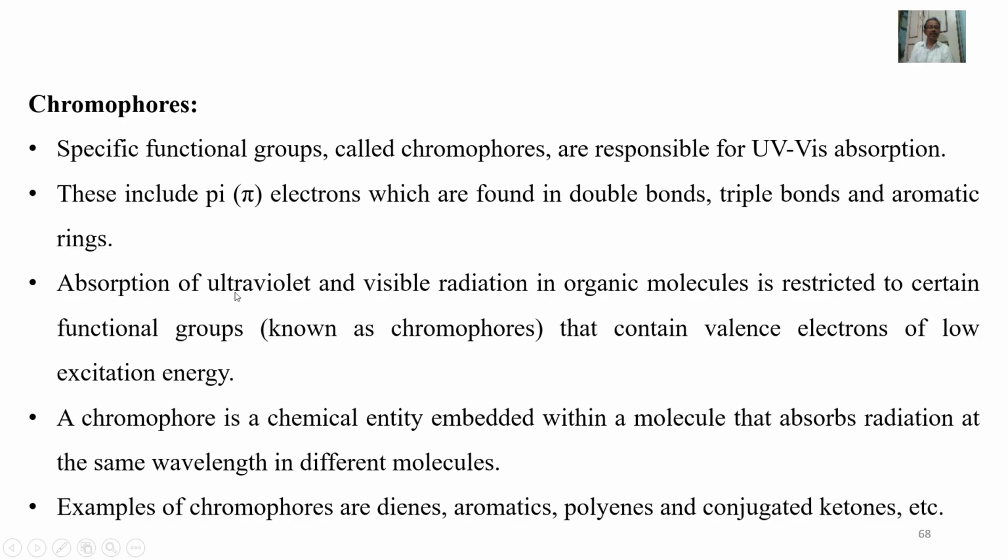Absorption of ultraviolet and visible radiation in organic molecules is restricted to certain functional groups known as chromophores that contain valence electrons of low excitation energy. A chromophore is a chemical entity embedded within a molecule that absorbs radiation at the same wavelength in different molecules. Examples of chromophores are dienes, aromatics, polyenes, and conjugated ketones, and so on.